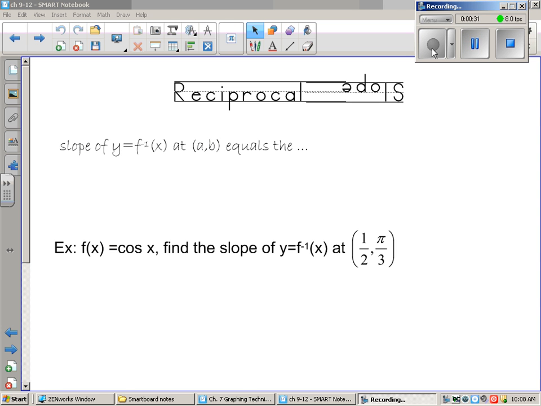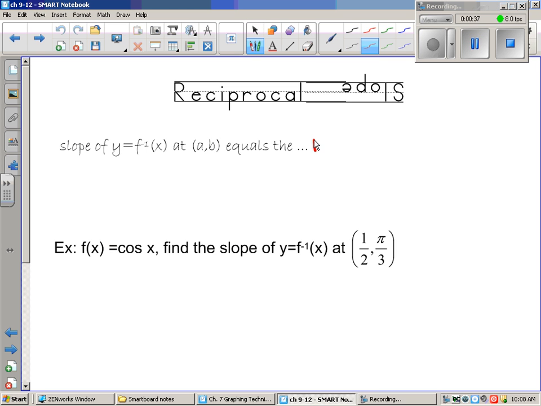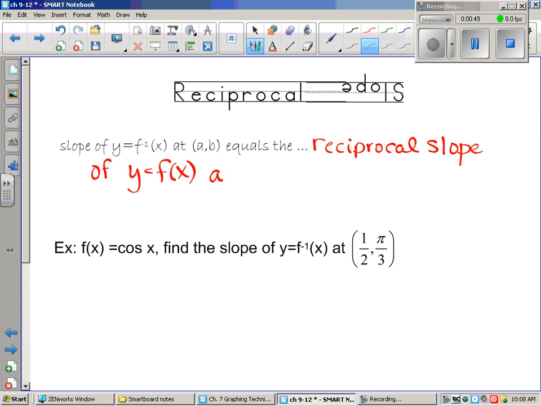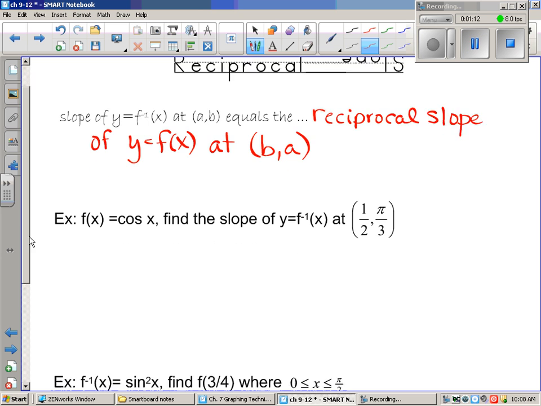And so the slope of the inverse function at a point (a, b) equals the reciprocal slope of the actual function at the point, not (a, b), but (b, a). Because remember the inverse, right? You switch the point around. Or rather, we could look at it in the reverse way, or the converse: the reciprocal slope of the actual function at the point (b, a) would be the same thing as the slope of the inverse function at (a, b). So let's look at how that's applied here.